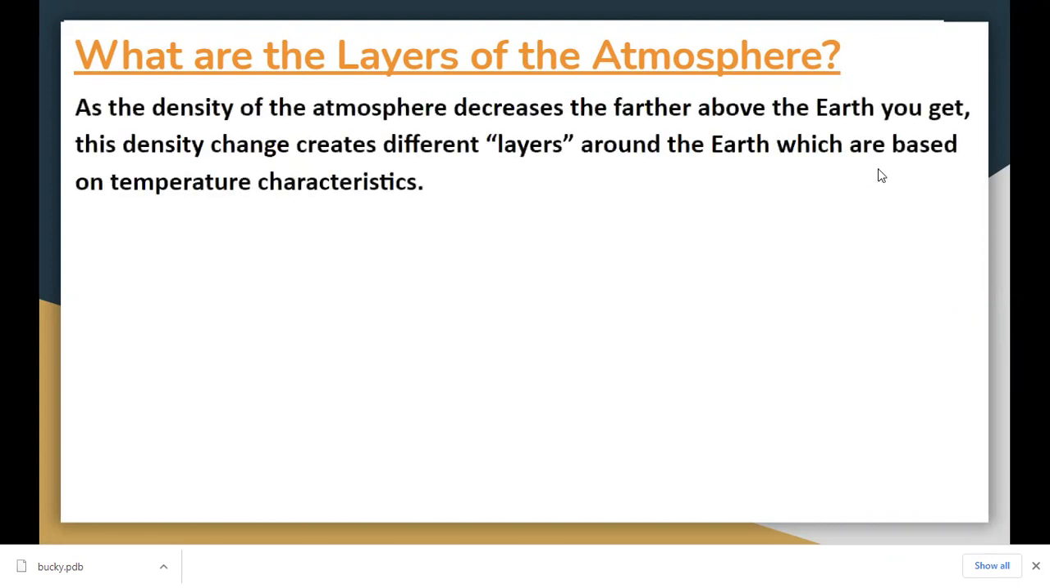So as the density of the atmosphere decreases, the farther above the Earth you get, remember you go up, air density decreases, this density change will create what we call layers around the Earth, which are based on temperature characteristics and some other things. So you can't really see these layers, but you know them by their characteristics.